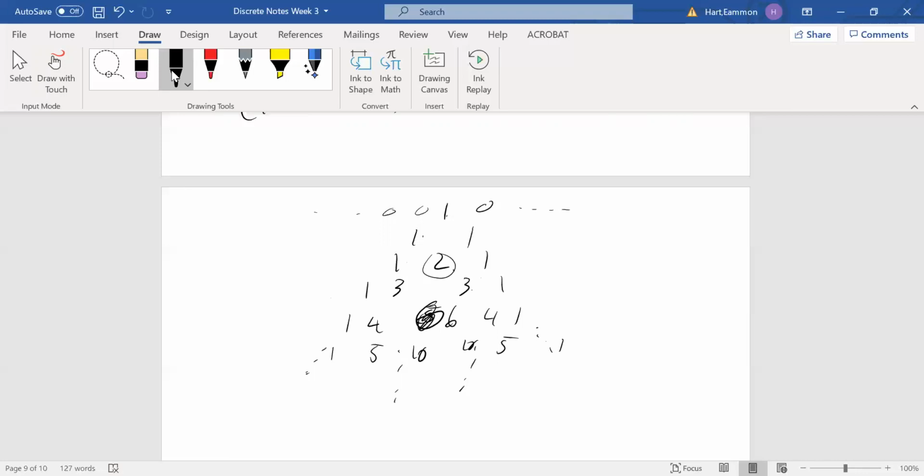But this right here turns out to be basically the same thing as a bunch of binomial coefficients, or it's related to the binomial coefficients, but it looks identical to them. So right here, this is my first row. This one is my 0th row.